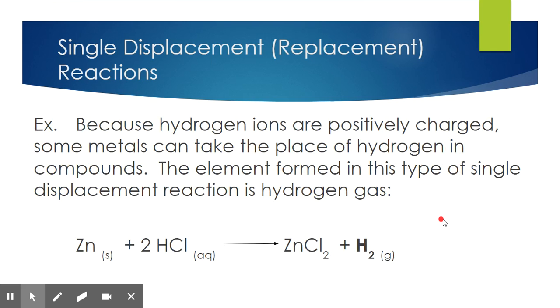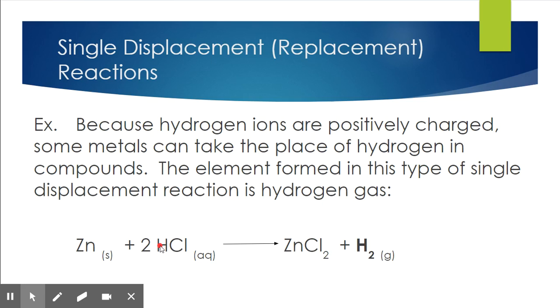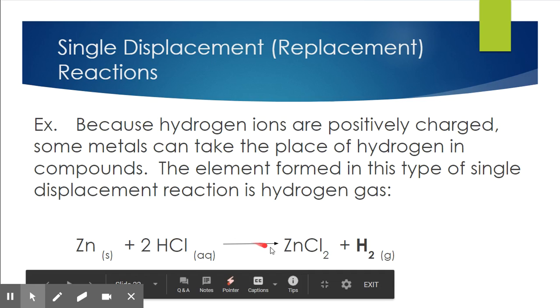Because hydrogen ions are positively charged, some metals can take the place of hydrogen in compounds. Hydrogen's always breaking those rules, right? The element formed in this type of single displacement reaction is hydrogen gas. And so we have zinc, which is a metal, and hydrogen, which is a nonmetal. But remember, it acts like a metal. It only has one valence electron, right? And so it switches places with zinc.